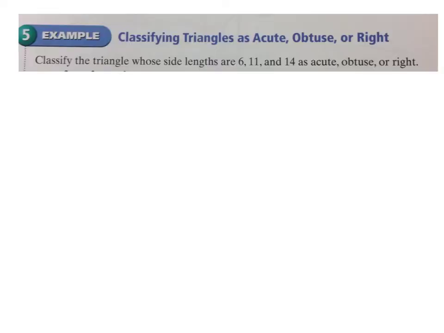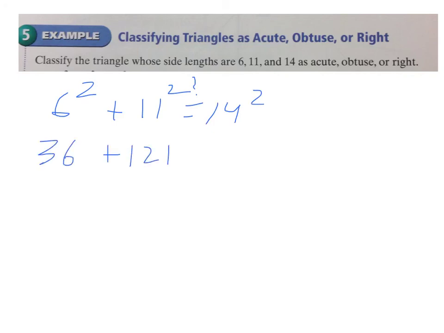Alright, example number 5 asks us, if a triangle has sides of length 6, 11, and 14, is it acute, obtuse, or a right triangle? So, please pause the video while you try to figure this out. Well, the first thing we're going to do, once again, is 6 squared plus 11 squared, and see if that's greater than, less than, or equal to, so I'll put a question mark above it, 14 squared. 6 squared is 36. 11 squared is 121. And then 14 squared is 196.